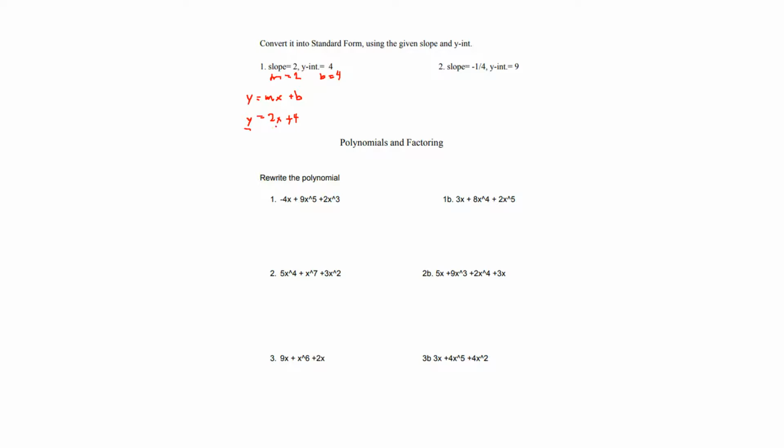You have a y variable and an x variable, but they are on separate sides of the equation. So you could subtract 2x from both sides. So it's y minus 2x equals 4.